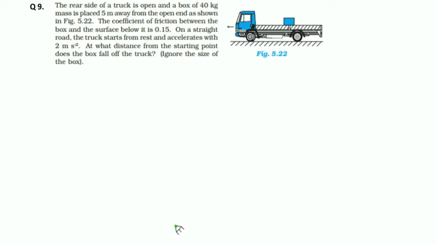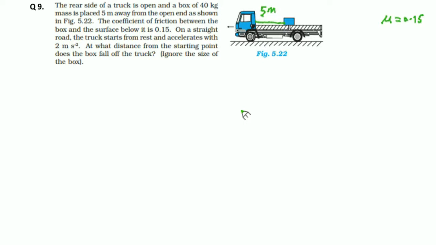The rear side of the truck is open and a box of 40 kg mass is placed 5 meter away from the open end as shown in the figure. See, this is the given 5 meter. The coefficient of friction between the box and the surface below is 0.15, so the mu is given here 0.15. On the straight road, the truck starts from rest and accelerates with 2 meter per second square. At what distance from the starting point does the box fall off the truck?